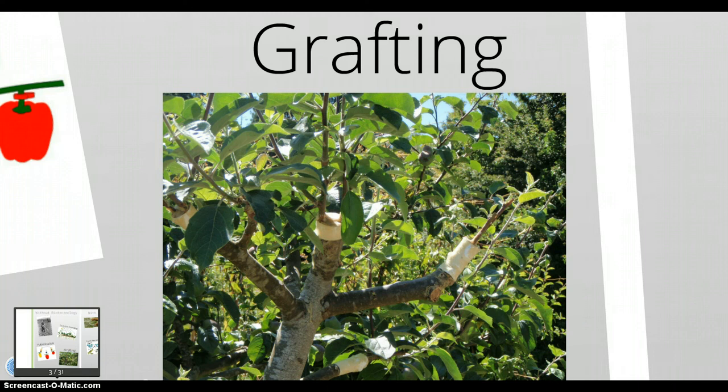So in this photograph, you see the branches of plants that are already mature and are able to produce fruit, and they're grafted onto a younger rootstock and trunk. So this plant will start producing fruit again much earlier than the plant would have originally produced fruit.